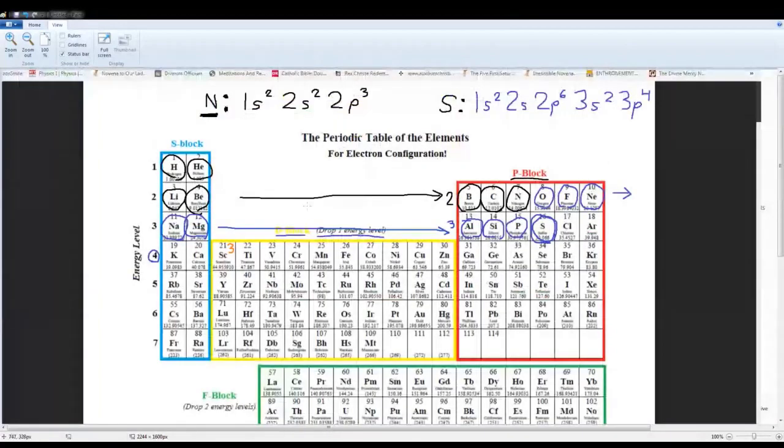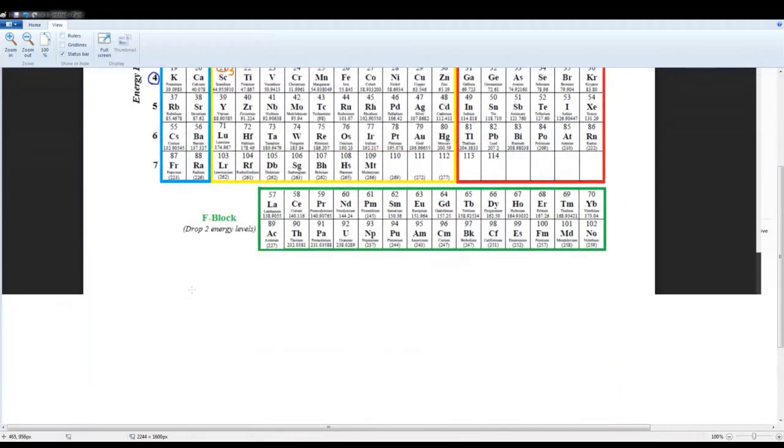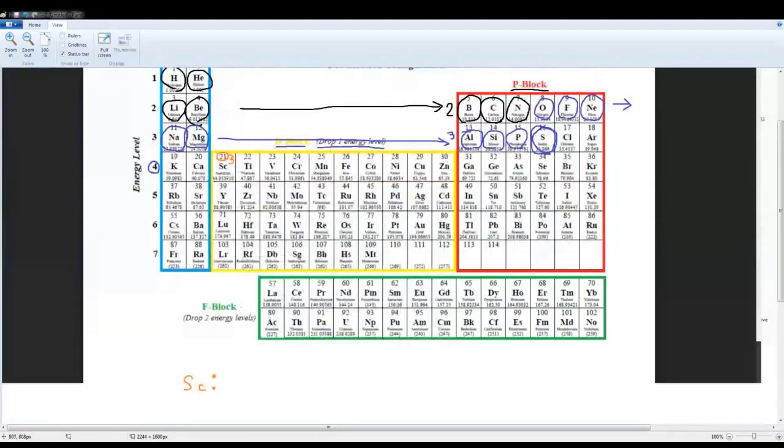So let's do the electron configuration for, I don't know, what do you say we do it? Yeah, let's do it for scandium. Why not? We'll do the electron configuration for scandium, Sc. So maybe you guys can help me with this one. What do I start with?